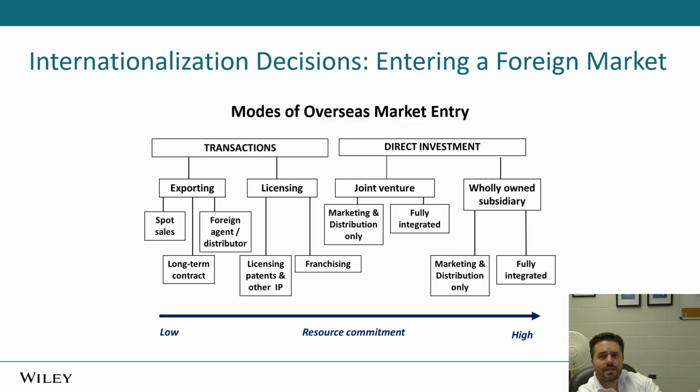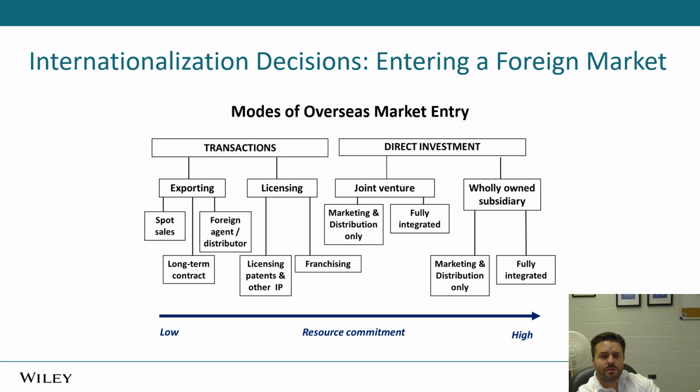There's also a decision of the extent: how much of the firm's value chain activities do we want to have in the host country through a joint venture? Is it just going to be manufacturing? Is it just going to be distribution and sales? Or are we going to have a full mirror of our home country value chain in the host market? That would be fully integrated.